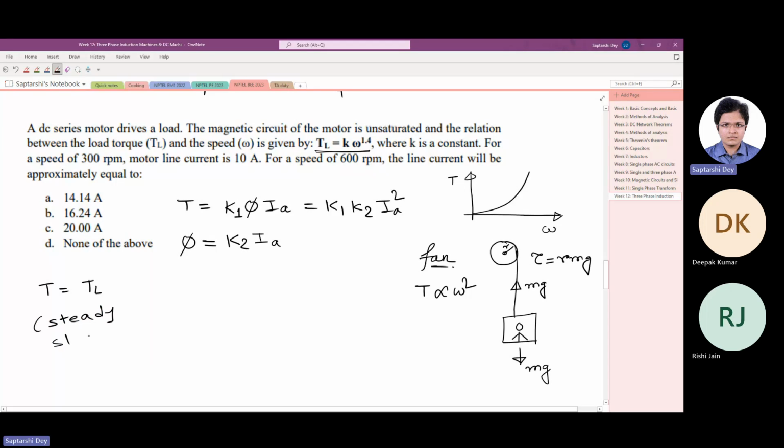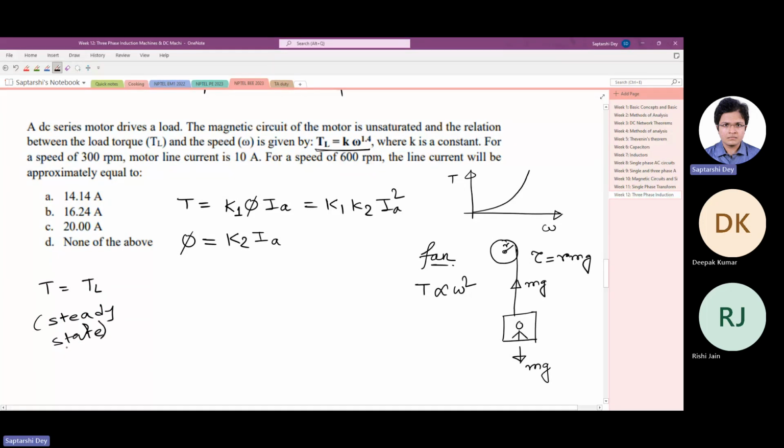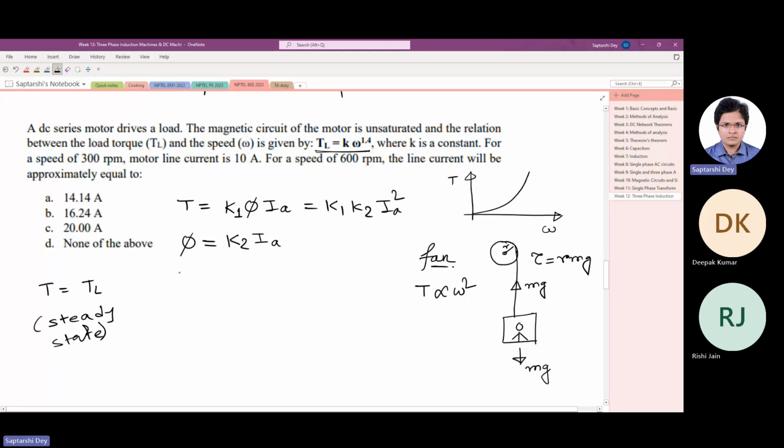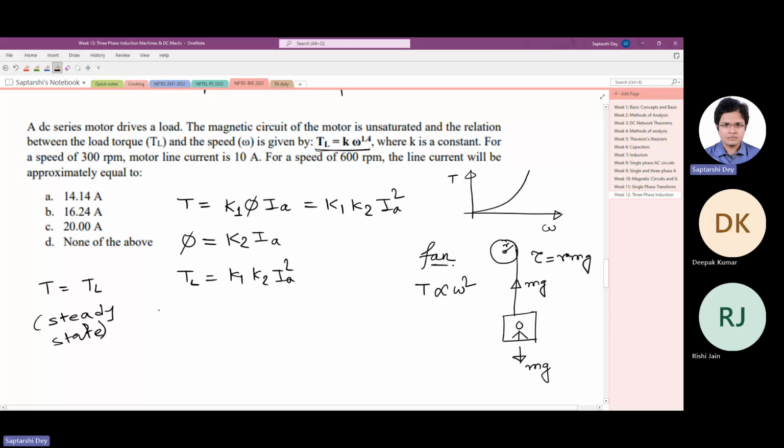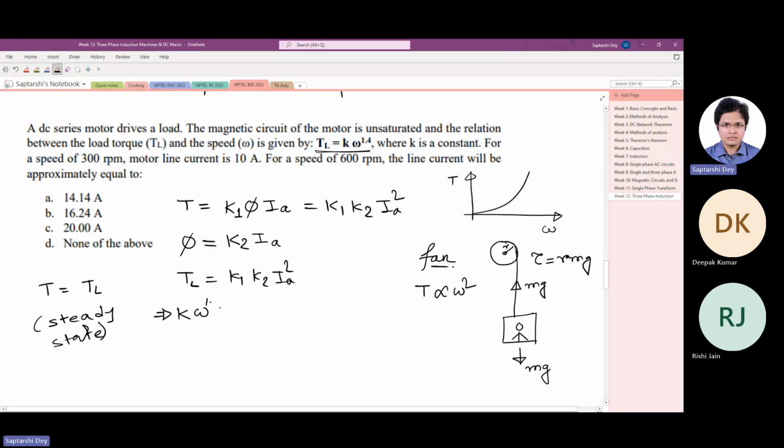So at steady state, motor torque must be equal to the load torque, and mechanical loss also, but that is not mentioned here. We'll not look into it. So we can write TL equals K1 K2 I squared. Now we will substitute TL with K omega to the power 1.4 equals K1 K2 I squared.